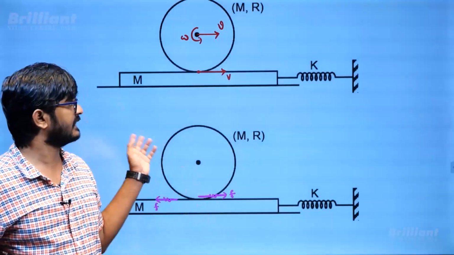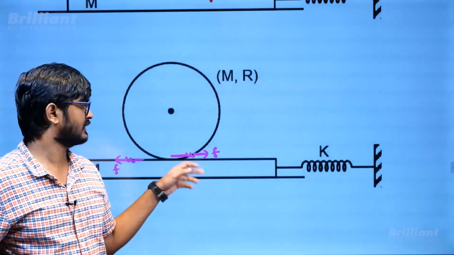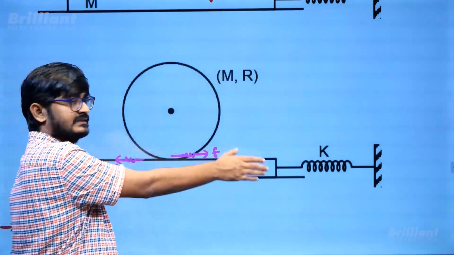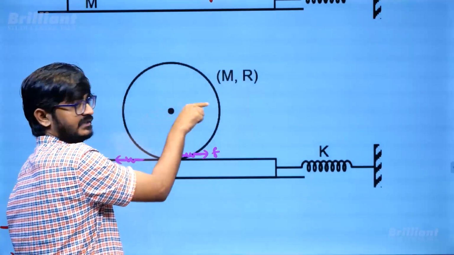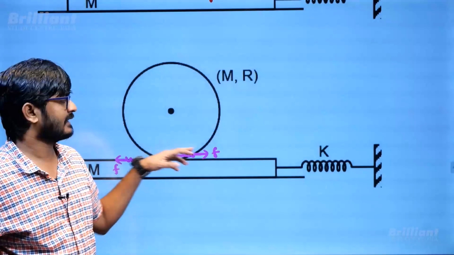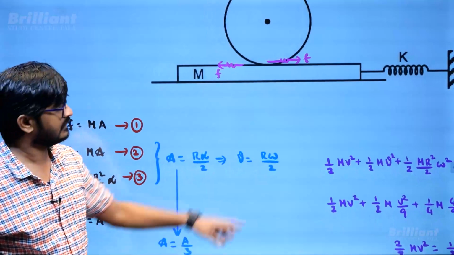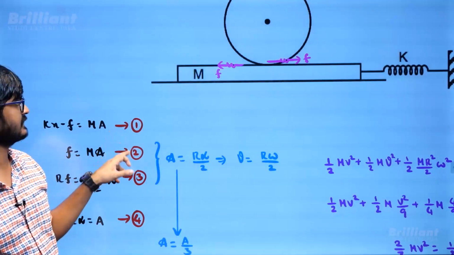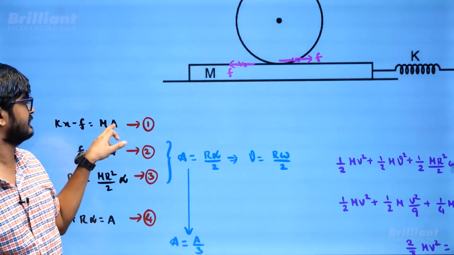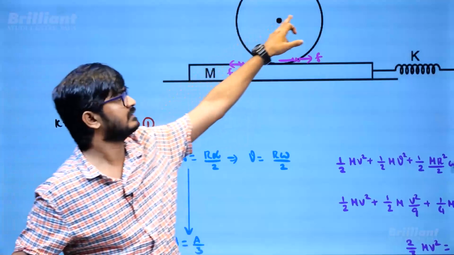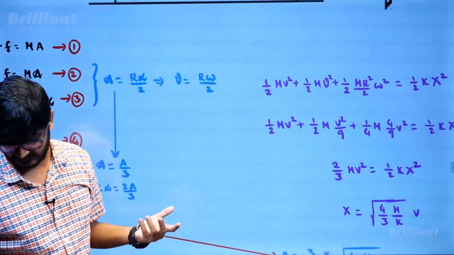Now if I write the force equation at any instant, there will be a spring force kx. Let me say I have pulled it this way. Now it is going to accelerate this way. So kx minus f, where f is the friction which must be pulling the disc forward. Now I can write equations: kx minus f equals this mass times this acceleration. And f equals this mass times the acceleration, which I am calling a. This is the acceleration of the plank, this is the acceleration of the disc. It is the disc only, right?